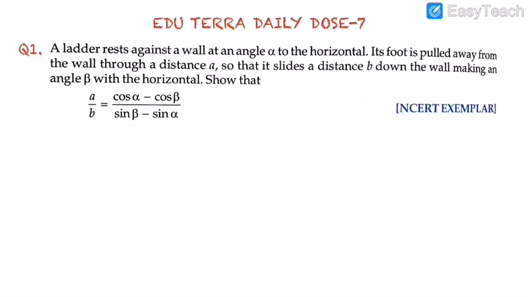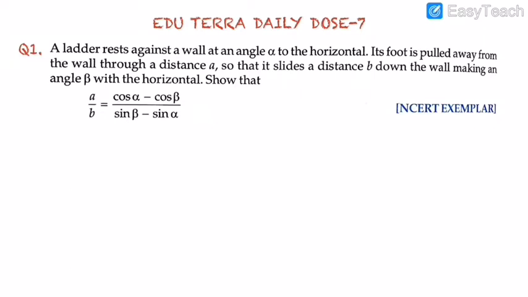So now we will try to convert the question into the form of a diagram. The trick of the question: how can we prove or show? Here you have to show that a upon b equals cos alpha minus cos beta upon sin beta minus sin alpha. So when you get the diagram, then try to find the values of sin alpha, sin beta, cos alpha and cos beta. It is the trick. It is a little bit different from others.